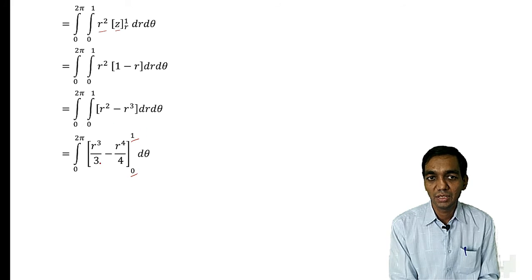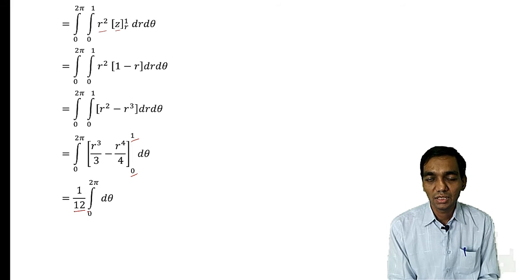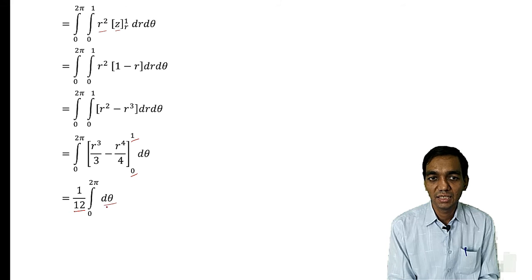Now substitute the limit. That will give 1 by 3 minus 1 by 4 minus 0. Now 1 by 3 minus 1 by 4 is 1 by 12. 1 by 12 is a constant, take it common. And the integration of d theta from 0 to 2 pi is theta, and substituting the limit from 0 to 2 pi, that will give you the answer pi by 6.